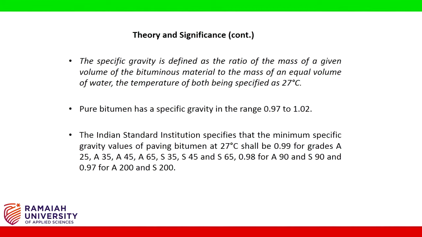Pure bitumen has a specific gravity in the range of 0.97 to 1.02. The Indian Standard Institution specifies that the minimum specific gravity values of paving bitumen at 27 degrees Celsius shall be 0.99 for grades A25, A35, A45, A65, S35, S45 and S65, 0.98 for A90 and S90 and 0.97 for A200 and S200.